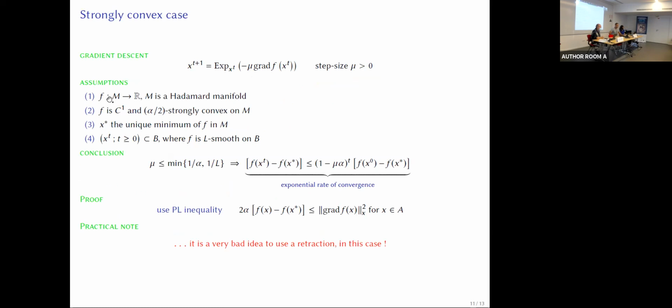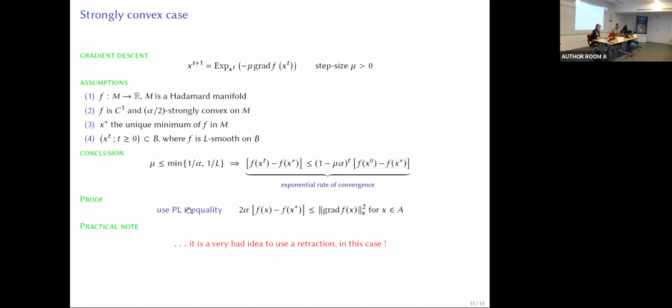So if I have a function defined on a Hadamard manifold and it's C1 and strongly convex, and if my gradient descent iterates remain within a set where the function has L-smooth gradients, which means it has an upper bound on its Hessian, and I choose any step size which is smaller than 1 over alpha and 1 over L, where alpha is the lower bound on the Hessian and L is the upper bound on the Hessian, then I obtain an exponential rate of convergence for my cost function. The rate is 1 minus mu alpha.